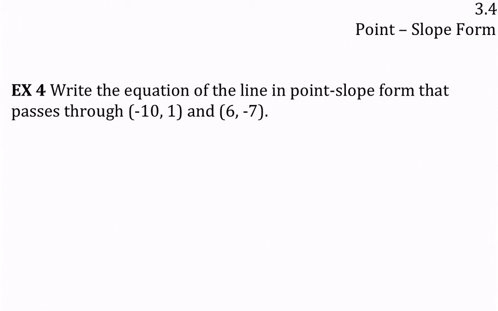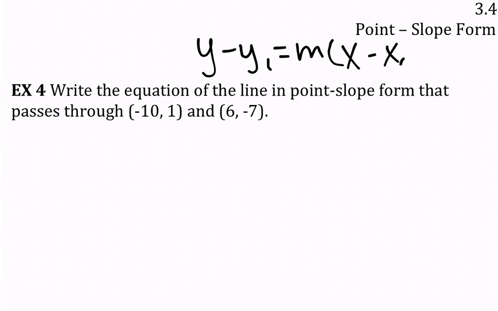So we're going to write our equation in point slope form. Remember, that's y minus y1 equals m times x minus x1. So we need a point and we need the slope. We have 2 points that it gave us, so that's nice, but we do not have the slope, so we're going to have to calculate that.